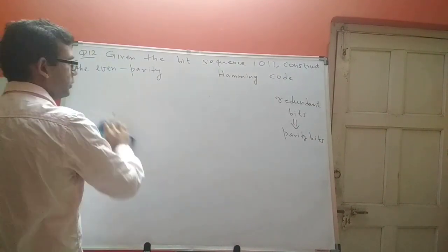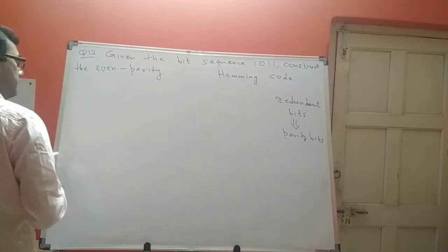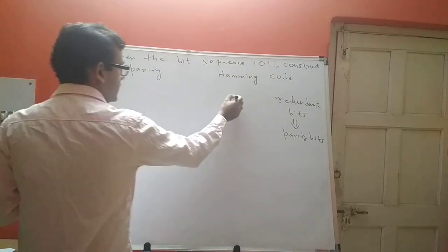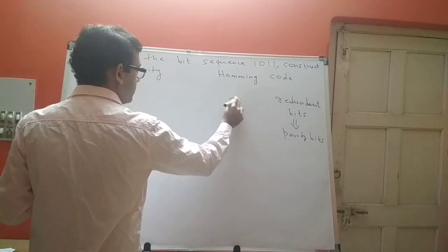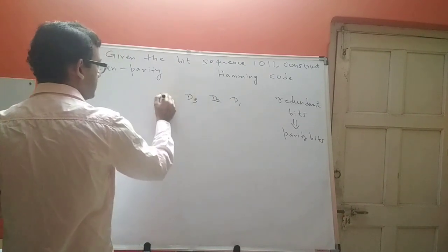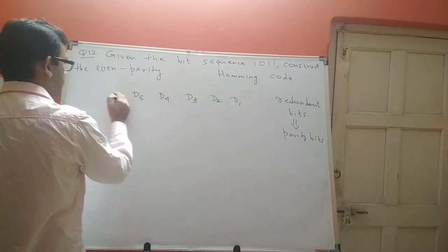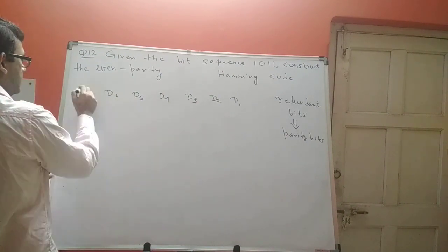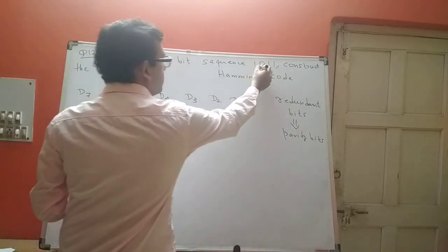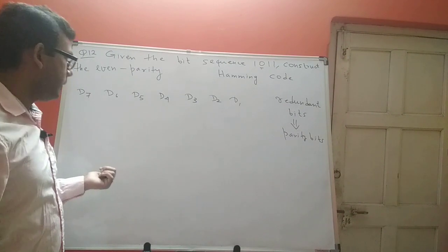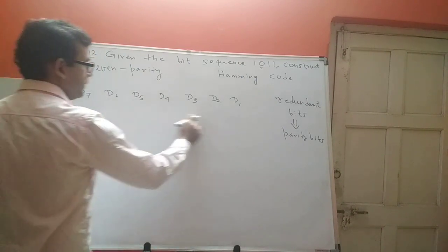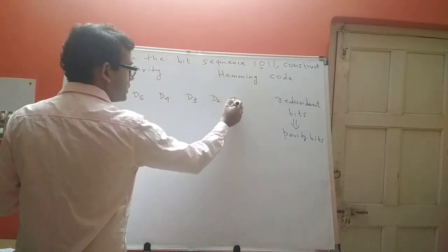So I'm erasing this. I hope you have paused the video and copied everything down. Now what you do is you simply write the bit positions in this manner: D1, D2, D3, D4, D5, D6 and D7. Why have I written 7 bit positions? Because I have 4 bits in my original sequence and I just found out that I need to add 3 parity bits. So here I have 7 bits. Now how do I find the position of my parity bits?